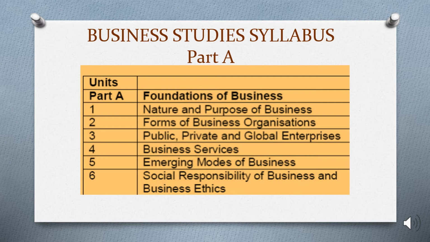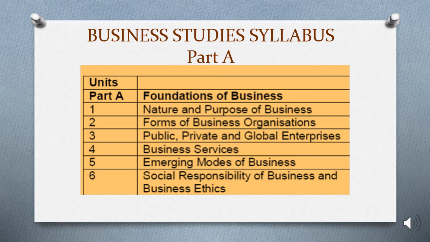Number three is your public, private, and global enterprises. So public sector or the government sector. There are many sectors where the business is run by the government, like railways. Okay, so we will learn about those sectors, those businesses which are held by the government, which are under the government. Okay, so that is your public sector business.